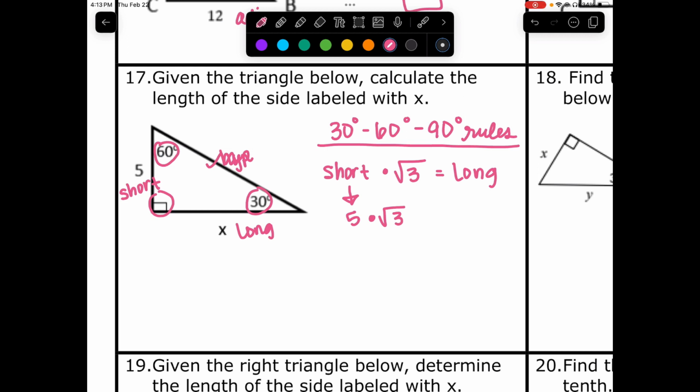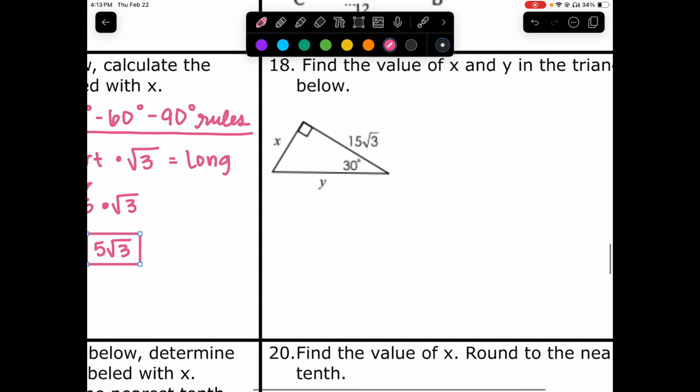Now, you could put this in your calculator. It will give you a decimal. The answer choices on the test, however, are not in decimal form. So all you need to do is keep it just like this. Go ahead and try number 18.